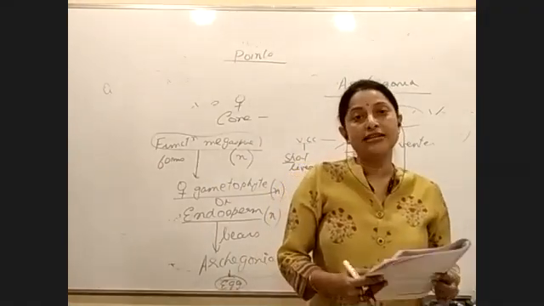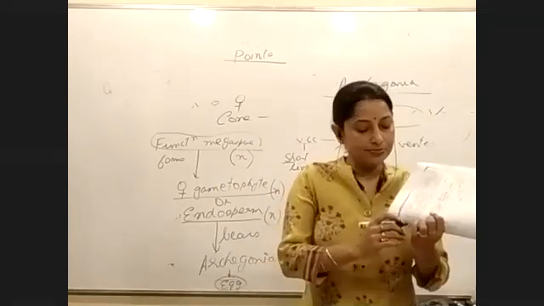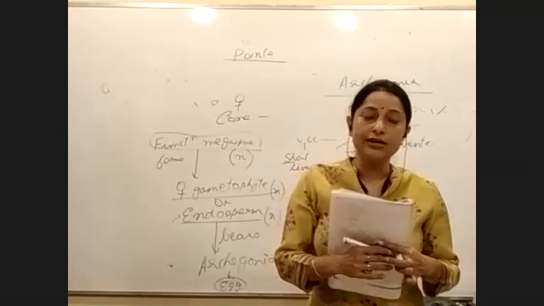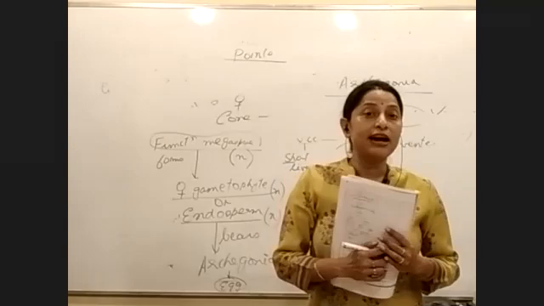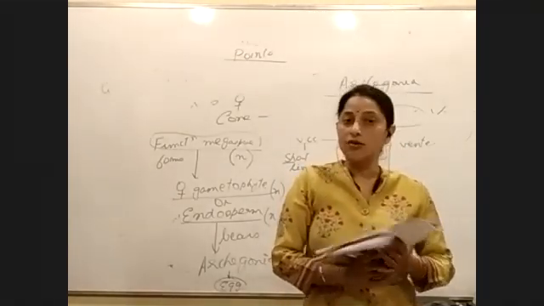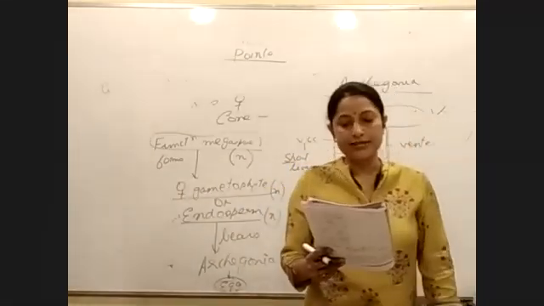Meroblastic and holoblastic we have already discussed in pteridophytes. If the entire zygote forms the embryo, it is called holoblastic. If only a part of the zygote forms the embryo, it is called meroblastic. Meroblastic development we see in case of gymnosperms or Pinus.